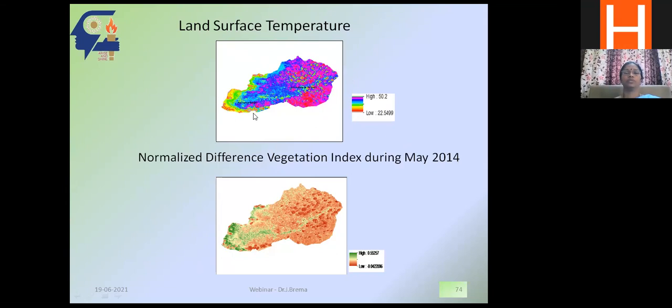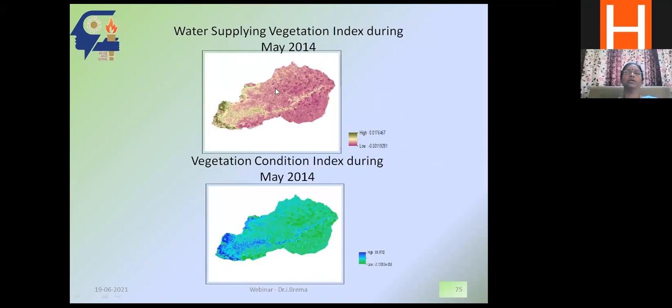Okay, so the temperature was very less, 22.54, and you can see the vegetation. This is the vegetation, and as you go down city limits, the vegetation goes down. Okay, water supply in vegetation index, how much it is able to take, or what is the quantity of water it can retain, you can calculate. And this is the type of vegetation what you're having, condition of the vegetation, whether it is in a healthy one or something like that.